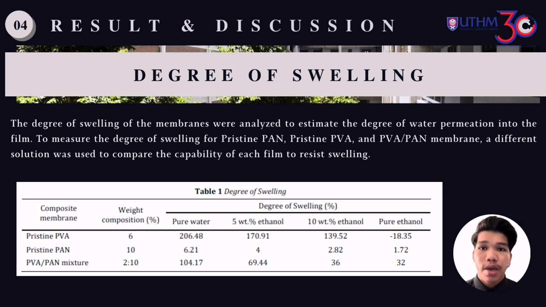For the pristine PVA, the sample shows the highest percentage of swelling degree when immersed in distilled water. However, the PVA sample soaked in pure ethanol shows a negative value, which is the lowest value recorded in this analysis. As a result, the PVA shows a higher degree of swelling and hydrophilic properties, indicating good water absorption, while the PAN can be determined as having hydrophobic properties that resist water.